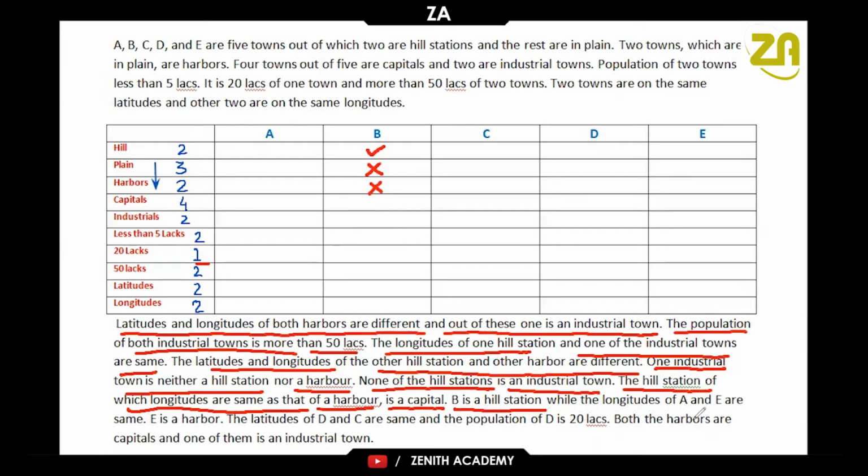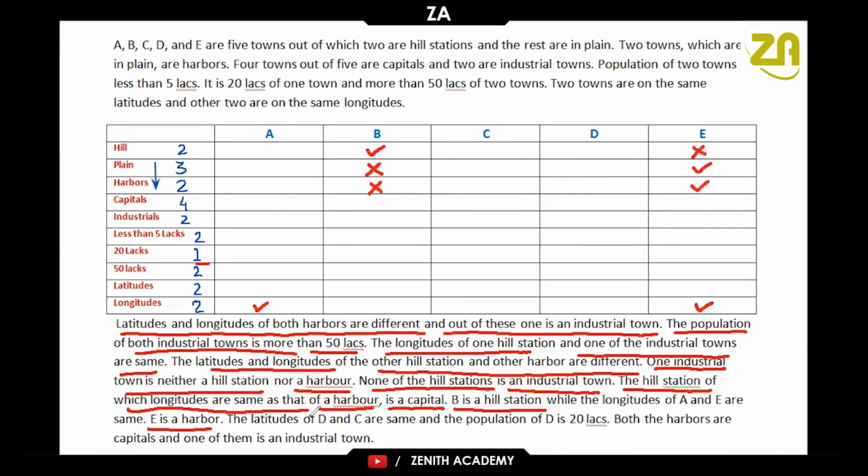The longitudes of A and E are same. E is a harbor. Look here. E is a harbor, so it must be plain, because out of 3 plains, 2 are harbors. So when it is decided that E is a harbor, it is very obvious that it is plain also. When E is a plain, no question of being hill.